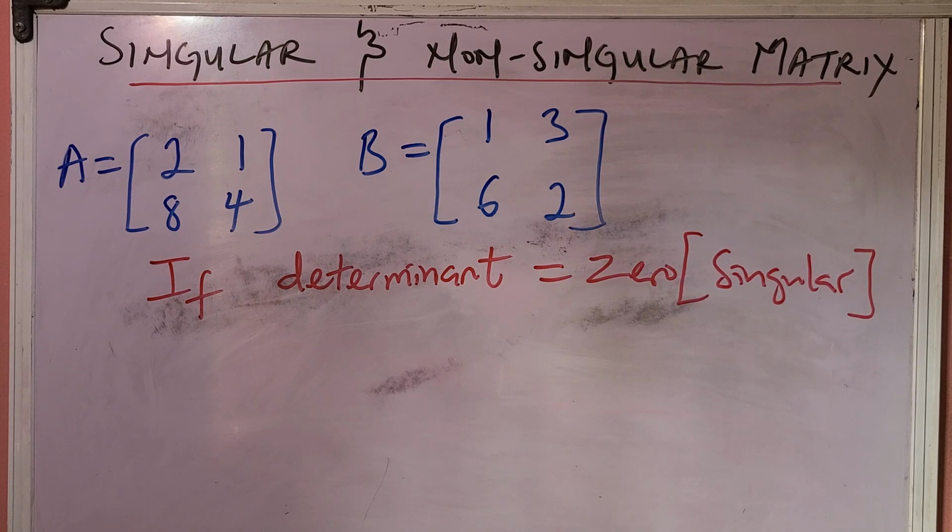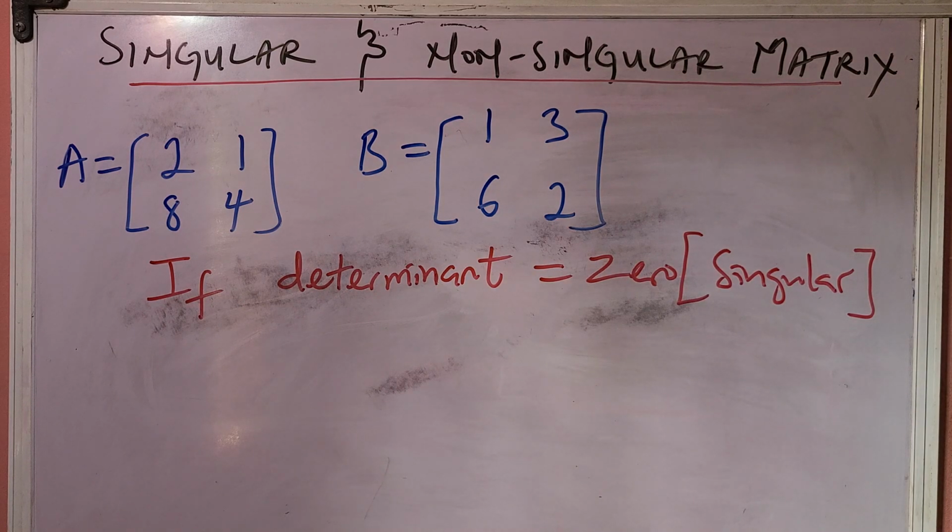What we're going to do is test to see if any of these matrices are singular matrices. Of course, if a matrix is not singular, then we call it a non-singular matrix. And if a matrix is singular, we call it a singular matrix. I hope you understand what I'm trying to say.